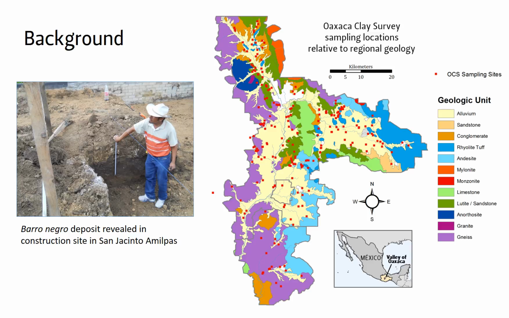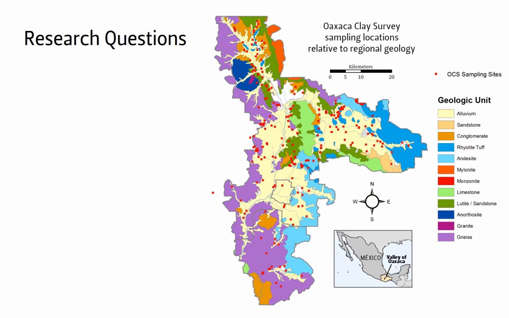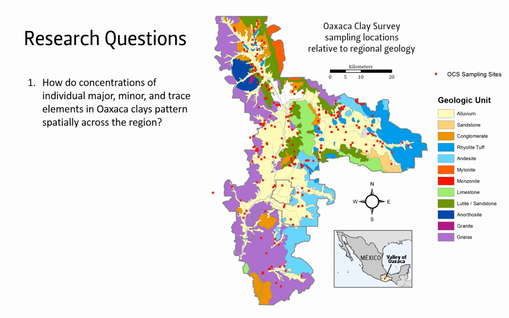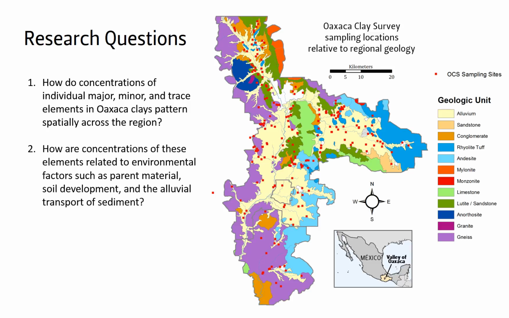This is important because we cannot sample every clay deposit, but wish to identify possible production locales between our sampling locations. Our questions for this study are twofold. First, how do concentrations of individual elements in Oaxaca clays pattern spatially across the region? And second, how are concentrations of these elements related to environmental factors such as parent material, soil development, and the transportation of sediment through alluvial systems?